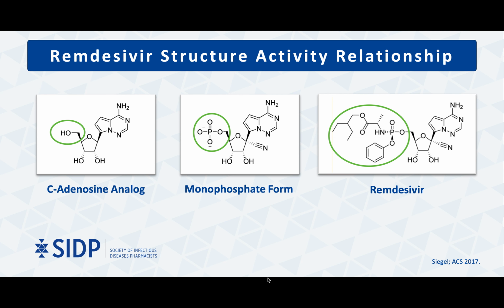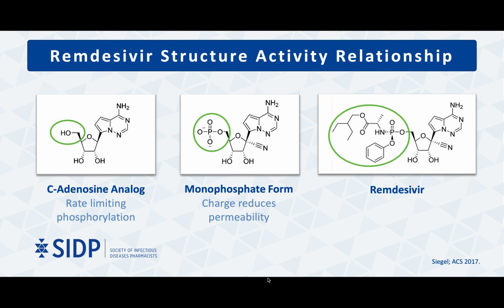On the left, we have the hydroxylated form, which, in order to be activated, requires phosphorylation by intracellular kinases. And there are issues with competition with the endogenous nucleoside pools. Unfortunately, these adenosine analogs must compete with endogenous nucleosides, and this is a rate-limiting step for activity.